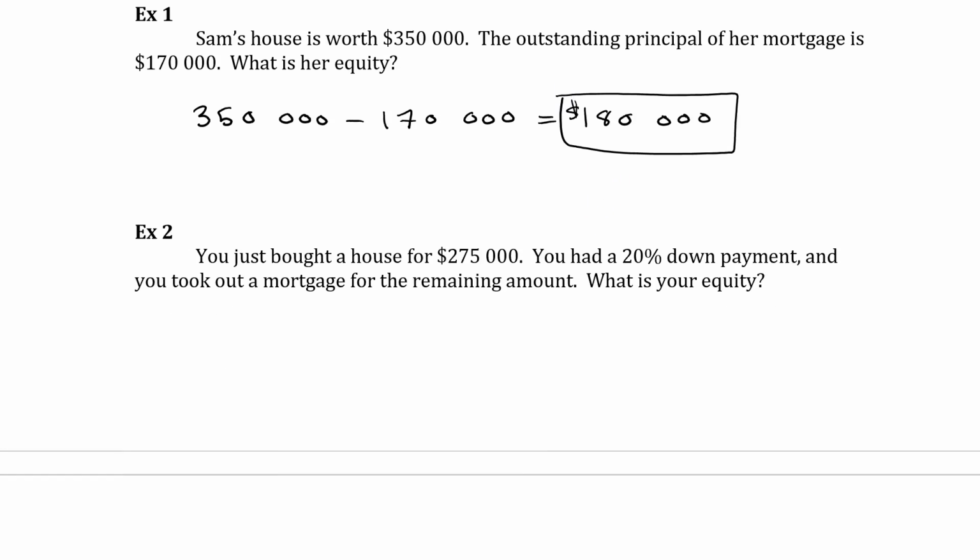Example number 2. You just bought a house for $275,000. You had a 20% down payment, and you took out a mortgage for the remaining amount. What is your equity? Well, the equity is the portion of the house that you own, so initially it is just your down payment. Now, in order to answer this question, we need to find out what 20% of $275,000 is. We multiply that by 0.2, and we get $55,000.